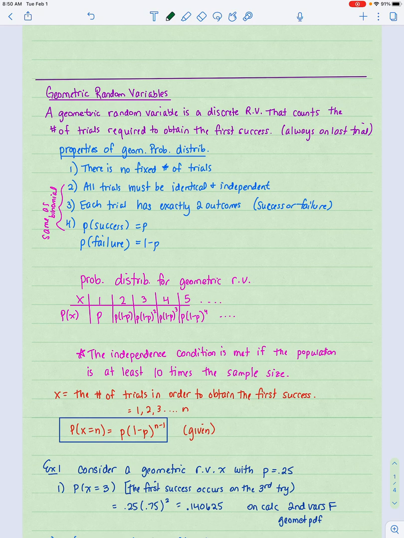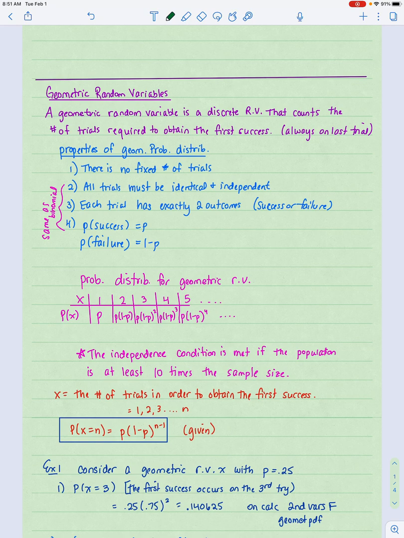So you're going to copy all this into your notebook, but geometric random variables is pretty much the last thing in this unit that we have to cover. So a geometric random variable is a discrete random variable that counts the number of trials required to obtain the first success. So basically that's always on the last trial is when you'll get your first success. So if it happens on the first try, great. But it could happen later.